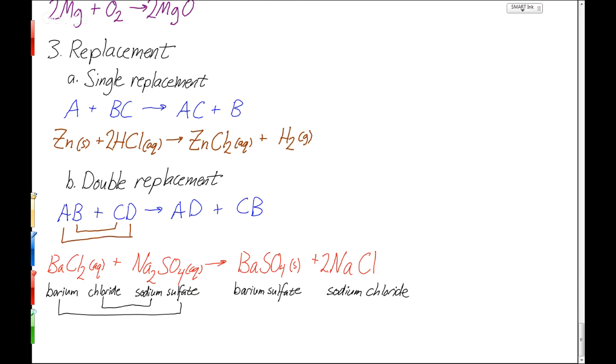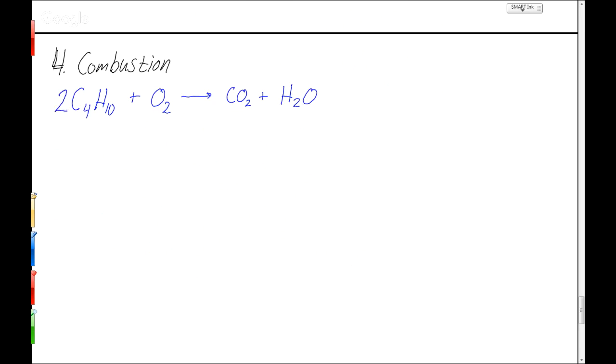Okay, and then the final category we're going to look at is called combustion. Combustion is sometimes used in a bunch of different situations. We're going to define it specifically as hydrocarbon-based. So something like C4H10 reacts with O2 to form CO2 plus H2O. We've balanced this a couple times today.